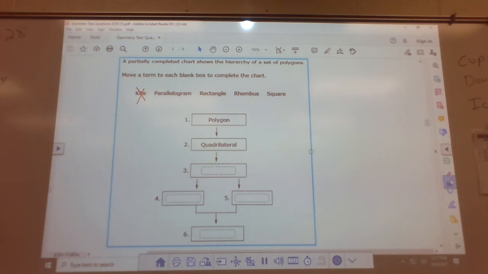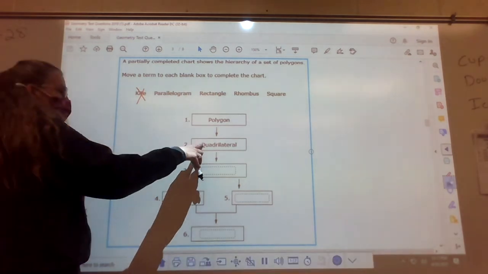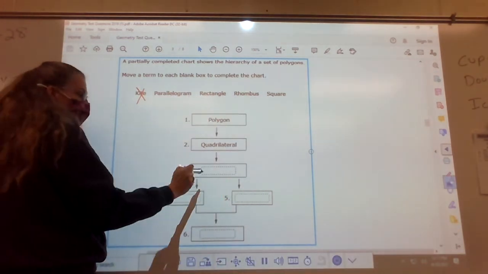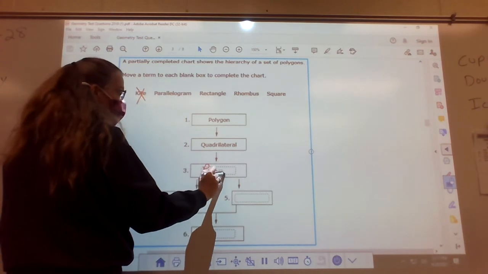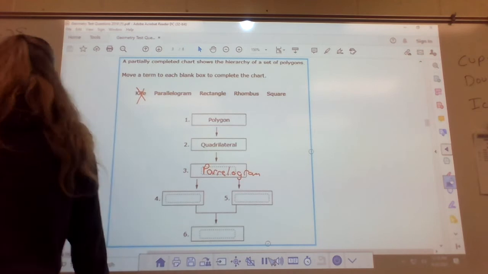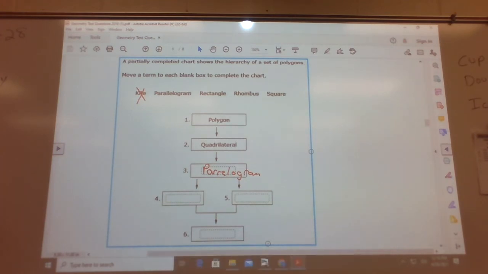Because everything up there is a type of parallelogram. So we have polygon, quadrilateral. All of these are types of parallelograms. So parallelogram must come next. So I'm getting more and more specific. Now, underneath, there's 2 blank spots. Doesn't matter which one's on which side. It'll count correct either way.